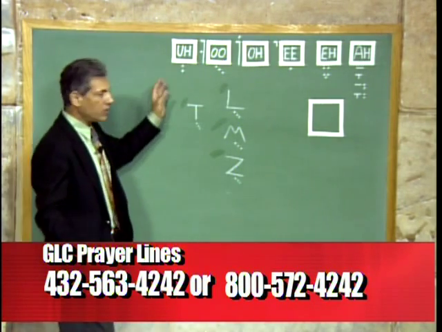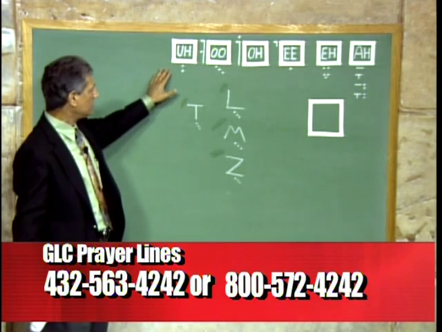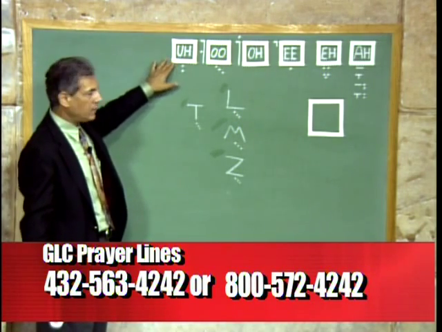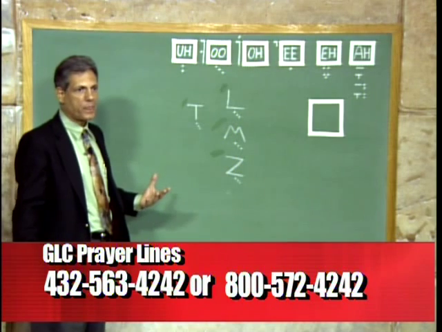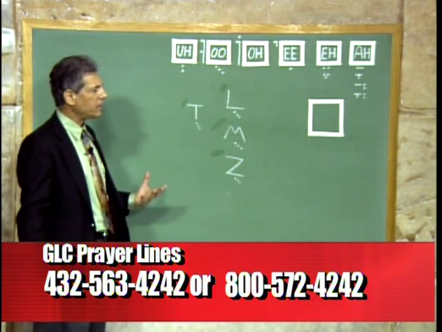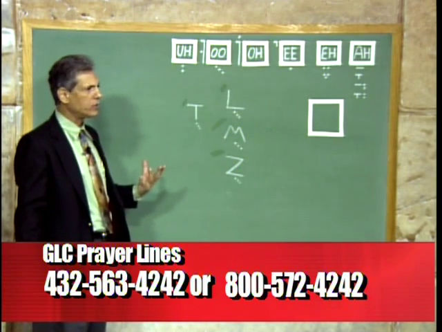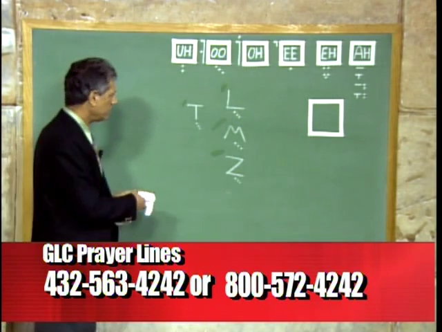Now let's take a look at the last vowel, which is an uh sound. It's a short sound, and the closest I can explain it is like in the word bug. Here is your bug.